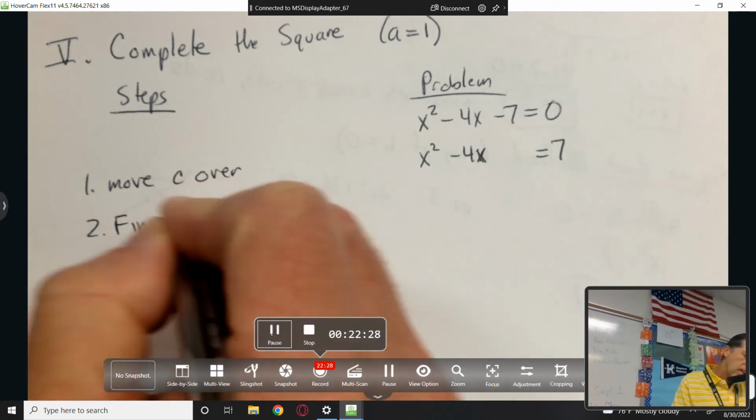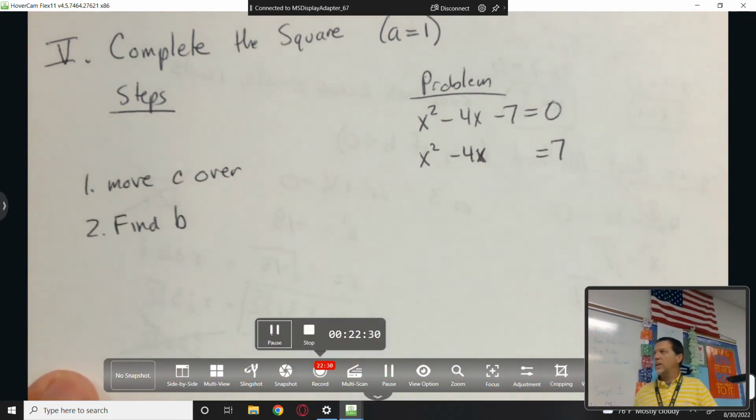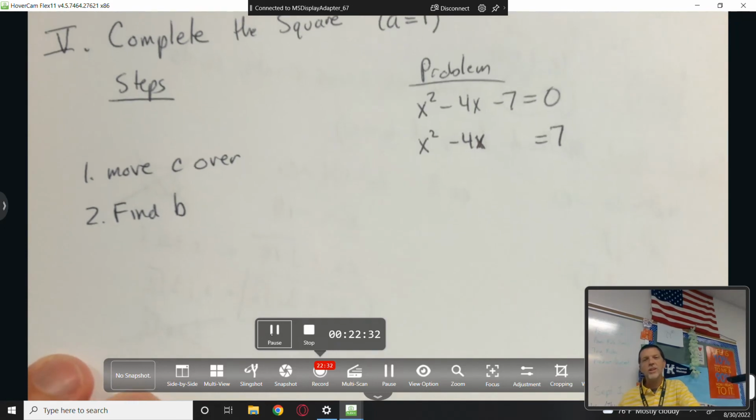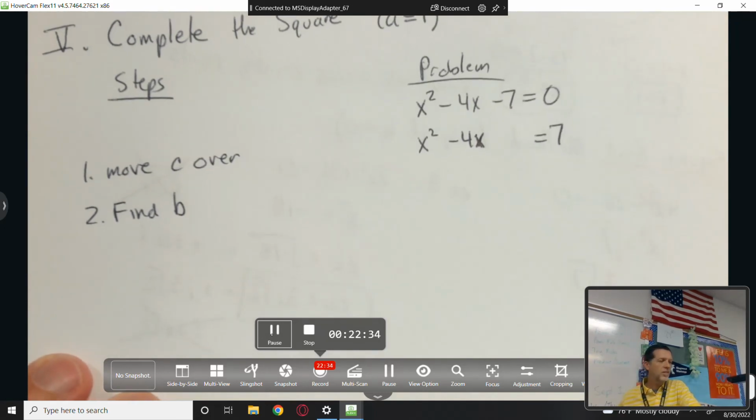The next step is super easy, but it's super important, so I'm going to call it its own step, even though it's really not that big a deal. What's b equal to in this problem? -4.